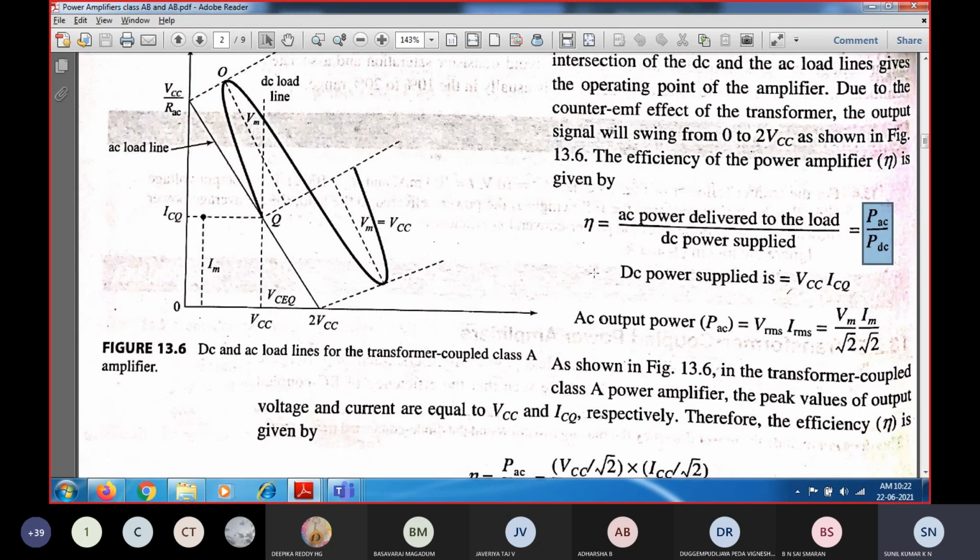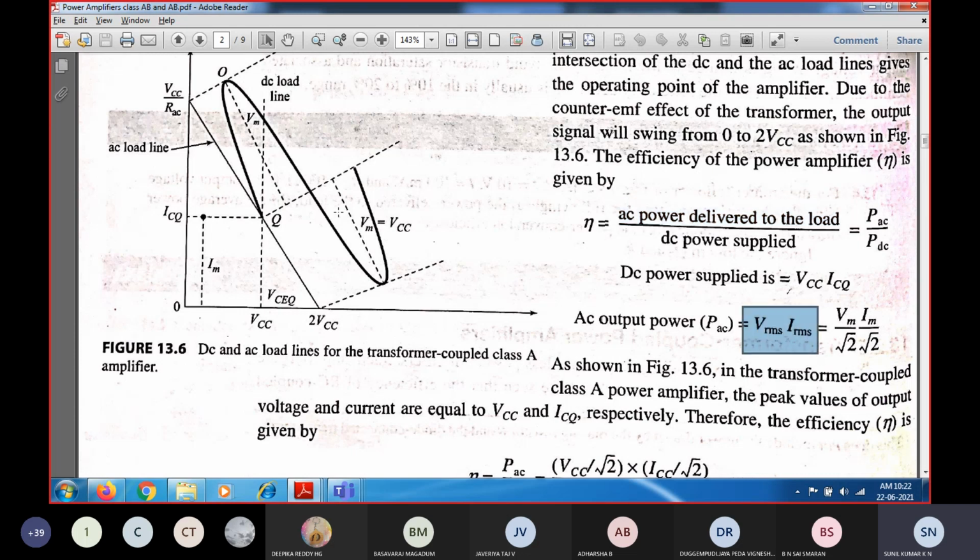What is the DC power supplied? VCC is the voltage and the corresponding current is ICQ. So VCC into ICQ is the DC power supplied, which is seen from the graphical characteristics. And what is the AC output power? The AC power delivered to the load will be equal to VRMS into IRMS.